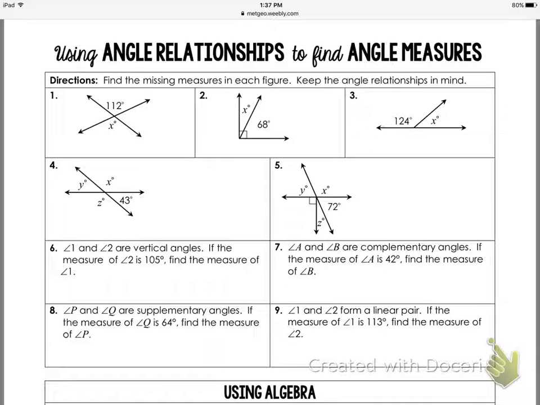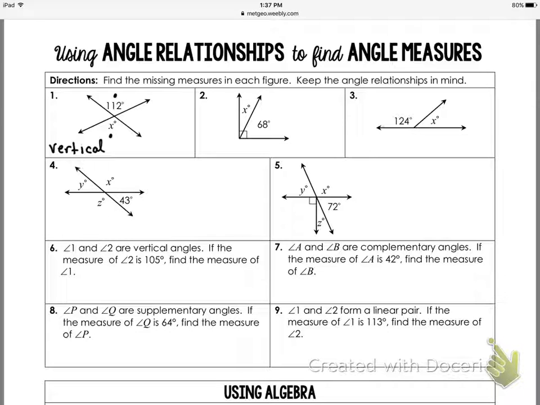Let's move on to how these would work in the types of problems that we're looking at. We're using these angle relationships to find some actual measures in these problems. I'm going to go through a couple of them, then I'm going to let you get started and go from there. So number 1, what do I notice about this angle and this angle? Well, the first thing I know is that they're vertical.